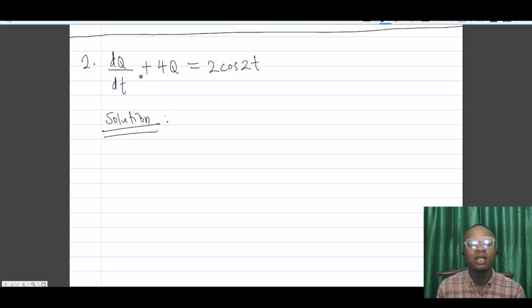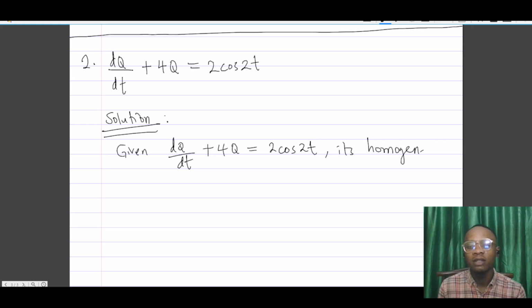This is a non-homogeneous first order linear ordinary differential equation with constant coefficients. And what we have on this side is a function to which we can apply our method of undetermined coefficients. So with that, we are good to go. So what do we do here? The same process. We're given dq/dt plus 4q equal to 2 cos 2t.